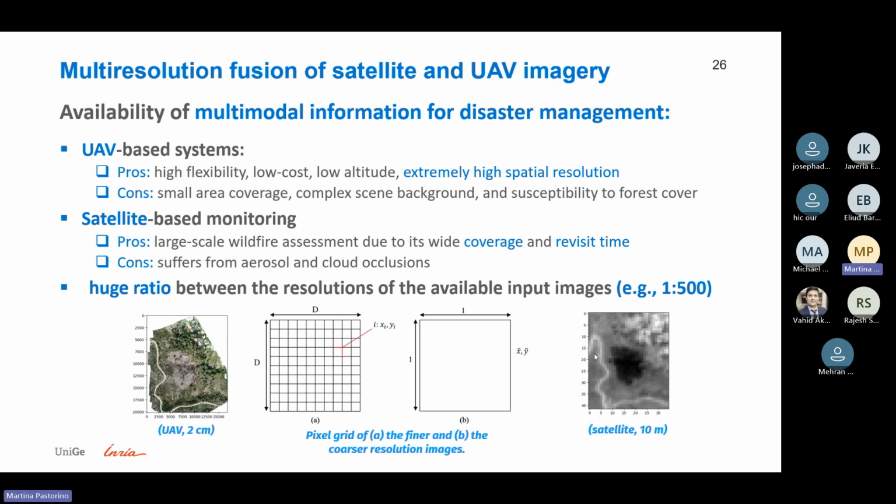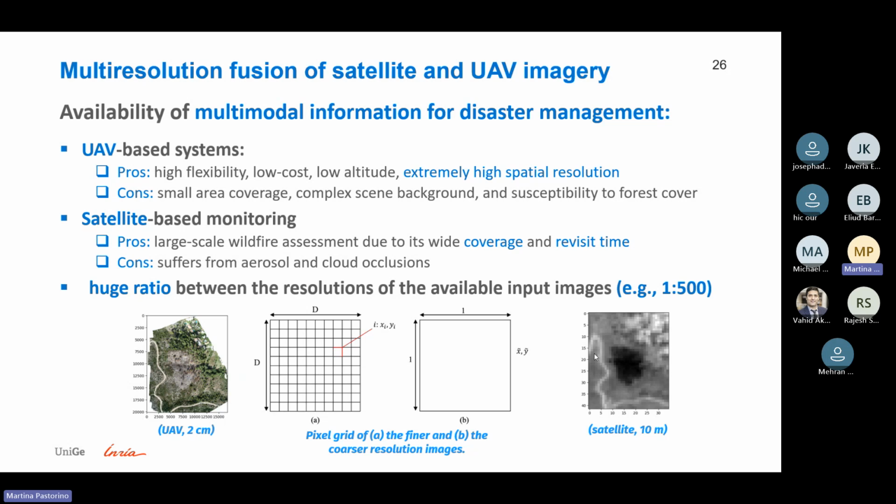But in recent years, unmanned aerial vehicles, or drones, have also been widely used in forest fire monitoring because they are highly flexible, they are low cost, and they have an extremely high spatial resolution. So these two acquisition modes both have their pros and their cons, because drone-based systems have a small area coverage, complex scene background, susceptibility to forest cover, which satellites do not have, but at the same time, satellites suffer from aerosol and cloud occlusion, but they give wide coverage and a good revisit time.